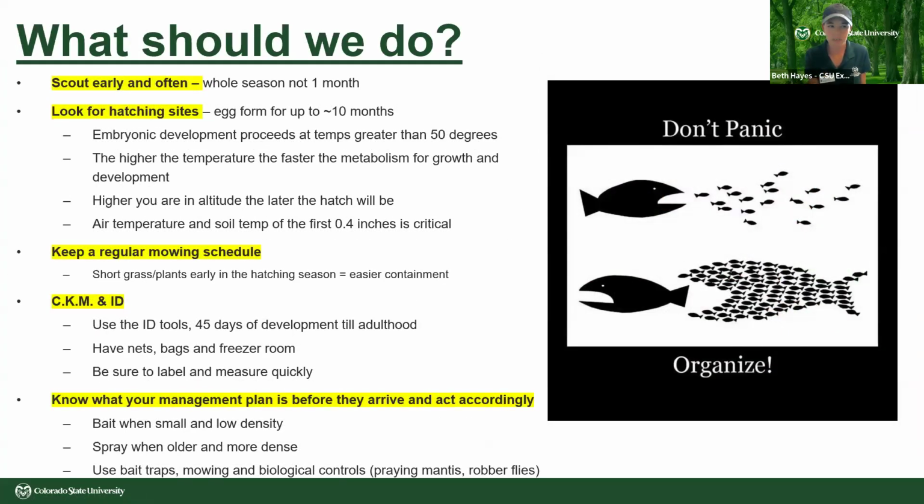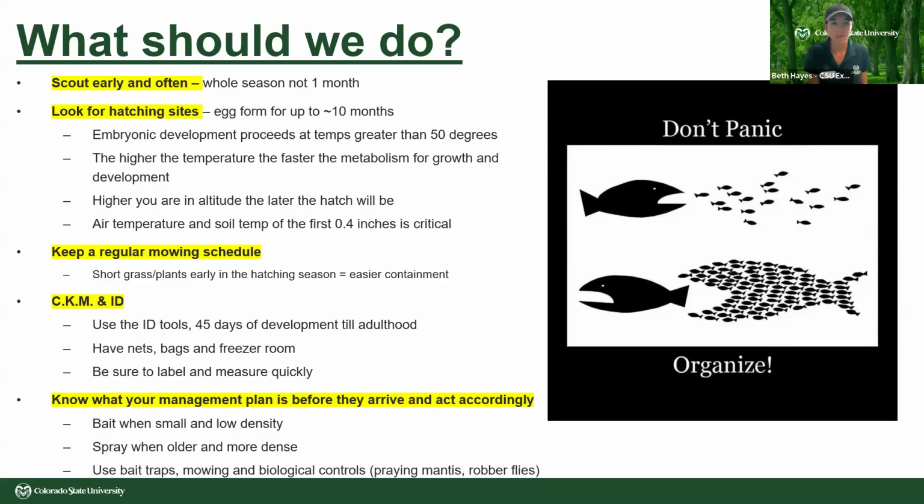So again, I threw a lot of information at you. The biggest thing is you want to scout early and often, every single month. It's the whole season, not one month. You can't just do it one month and think, oh, I know exactly how my grasshopper populations are going to go. No, because if you don't know your species ID, you're not going to know how many hatching cycles you're going to have. And depending on what happens with our weather in the next month or so, it could be less, it could be more. Kind of got to get it out there and see what's happening.